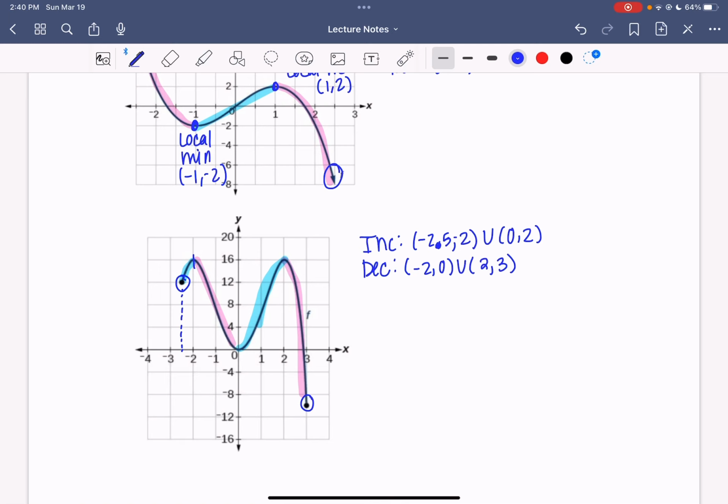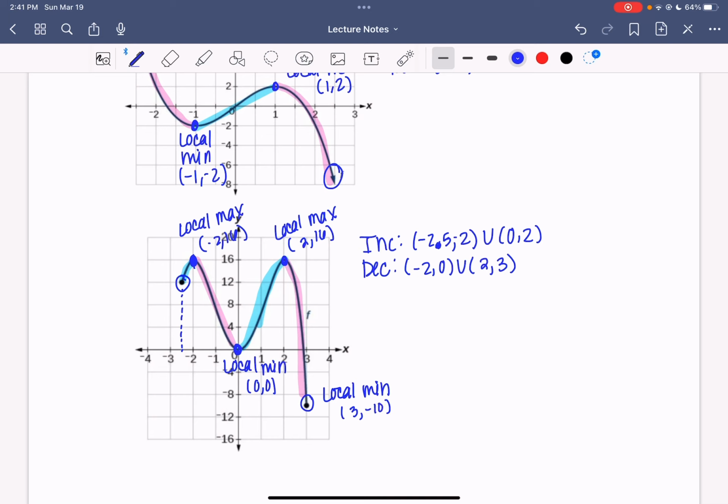Now let's talk mins and maxes. Right here, when it went from blue to pink, so increasing to decreasing, this is your local max, and this occurs at negative 2, 16. We would also say that this is a local max, and it occurred at positive 2, 16. We have a minimum here. This would be considered your local minimum, and this occurred at 0, 0. And then we would say this is a local minimum. See how low it went? It occurred at, let's see, 3, negative 10.